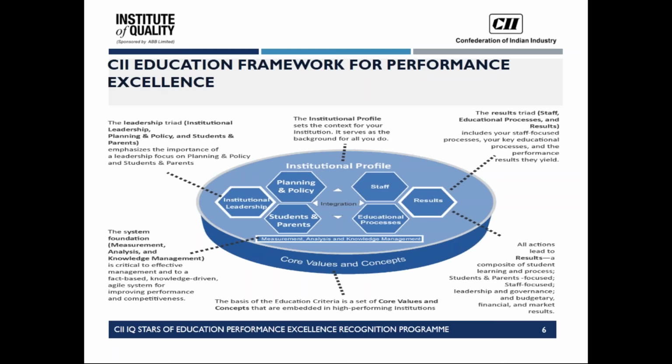Now, looking at the framework, starting with the institutional profile. The institutional profile sets the context for your institution, and it serves as the background for all you do. The results triad includes your staff focus process, your key educational processes, and the performance results they yield. All sections lead to results, which is a composite of student learning and process, students and parents focus, staff focus, leadership and governance, and budgetary, financial, and market results.